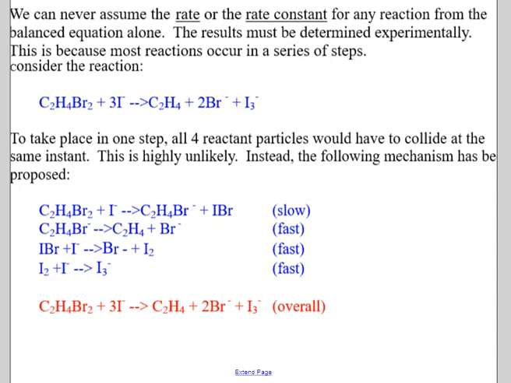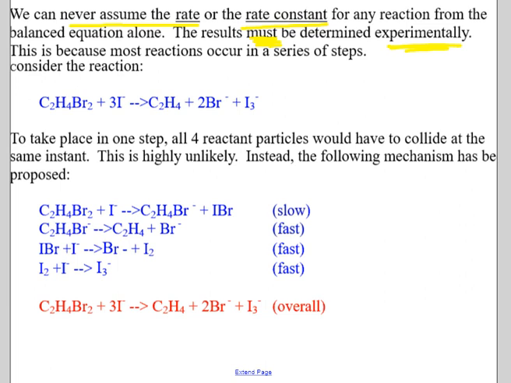So now we can see the importance of understanding what rate constants are. We need to figure out how we figure them out, and how do we figure out what the order is going to be. I've told you we can never assume the rate or the rate constant for a reaction. We have to do experiments. Consider this reaction where C2H4Br2 reacts with 3 iodide ions to form C2H4, 2 bromide ions, and a really strange I3 iodide complex.